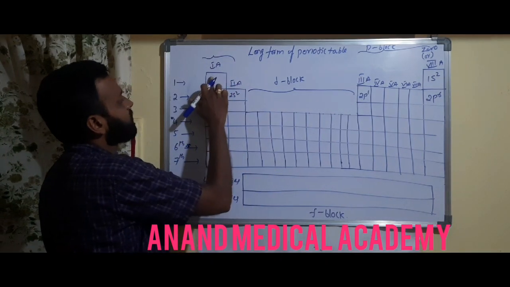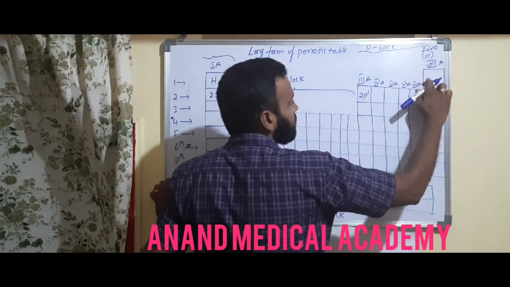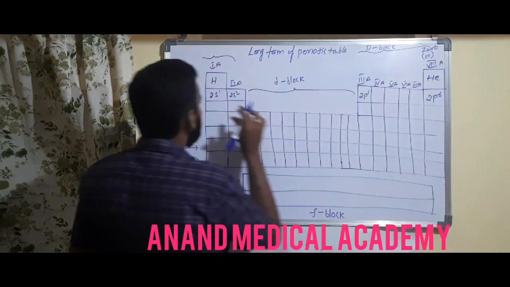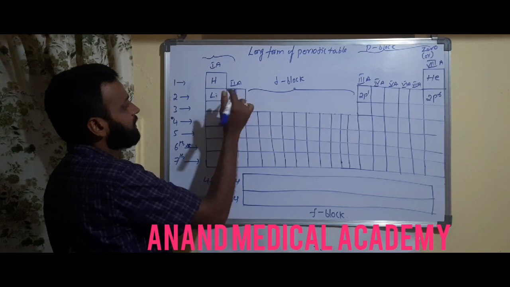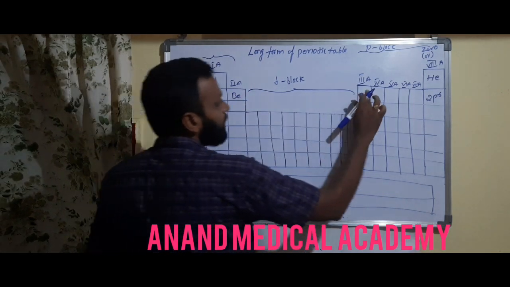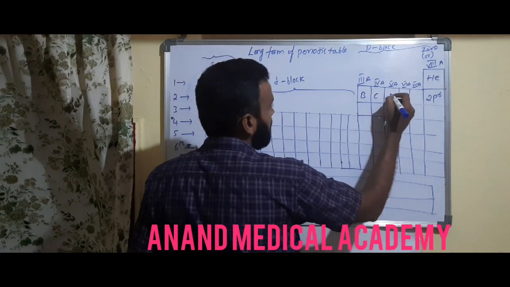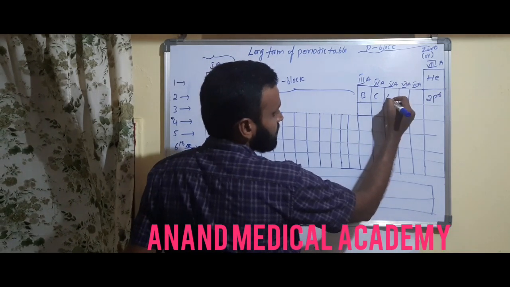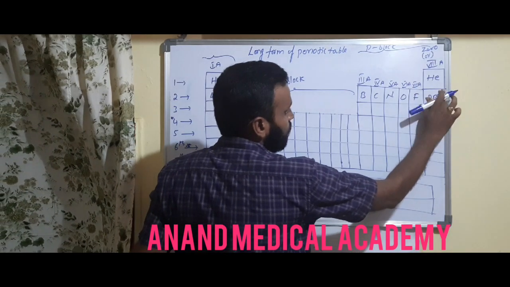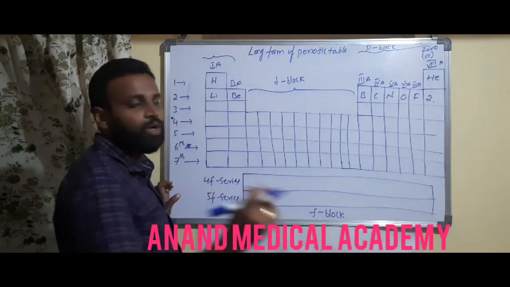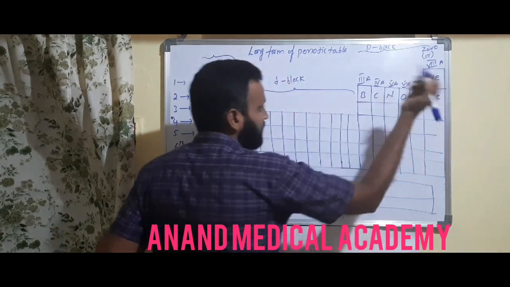1S1, who is having that? Hydrogen was filled here. Understood why hydrogen was filled here? And now helium was filled here. 2S1 means lithium was filled here, and next is beryllium. After beryllium, 2P1 means boron, and after boron, carbon. 2P3 means nitrogen, after nitrogen oxygen, after oxygen fluorine. 2P6 you can check once: 1S2, 2S2, 2P6 means neon. In this way it was filled.